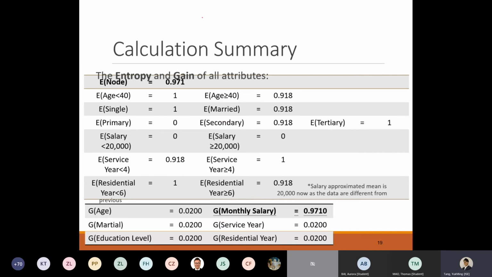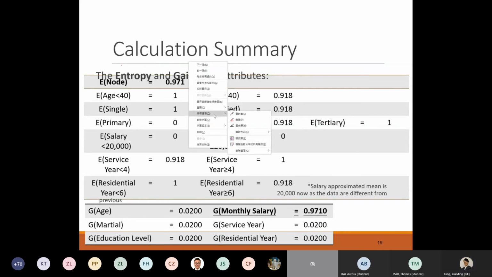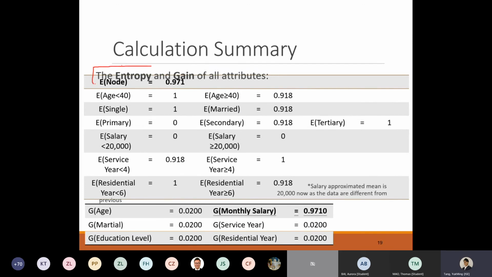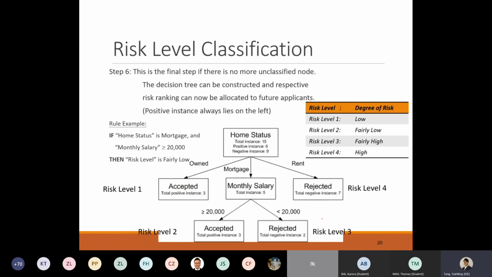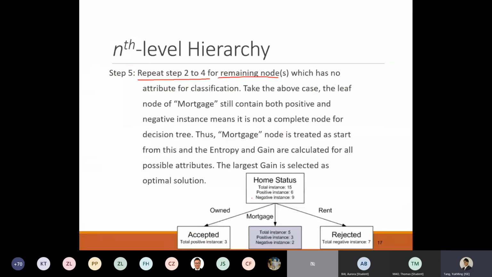Similar to the previous example, first of all, we need to calculate the entropy for all attributes: age, status, education level, salary, year of service, year of residence. After we calculate all these attributes, we also need to calculate the information gain of all these attributes. And then finally, we find that the monthly salary got the highest information gain, which is equal to 0.971.